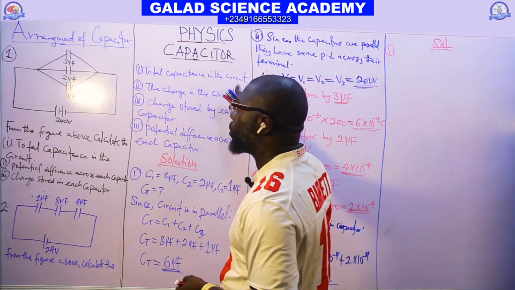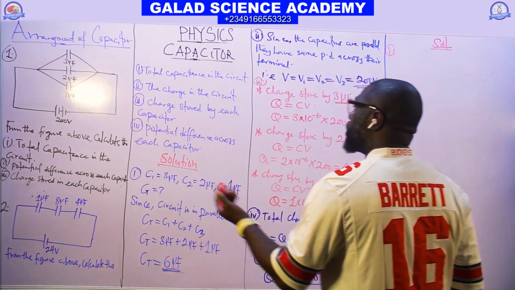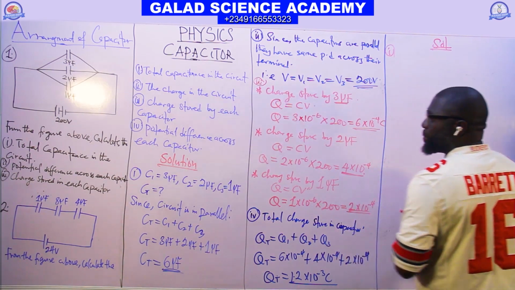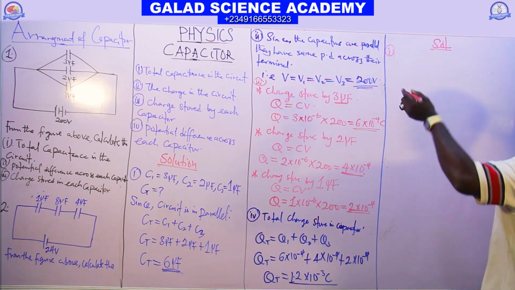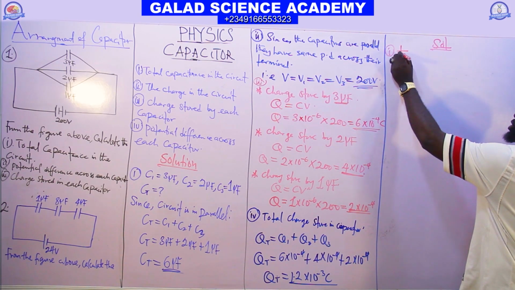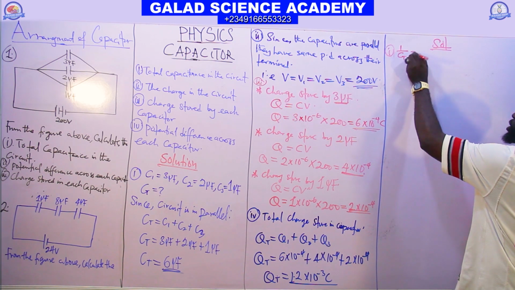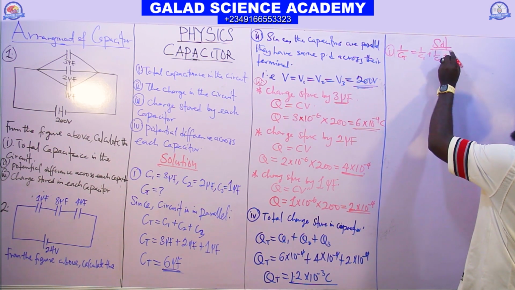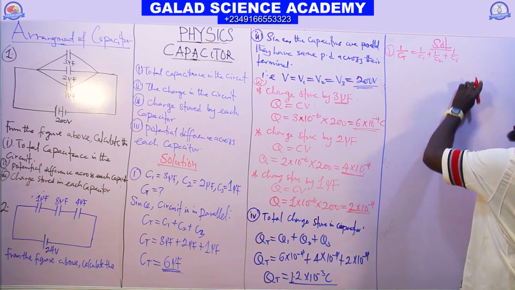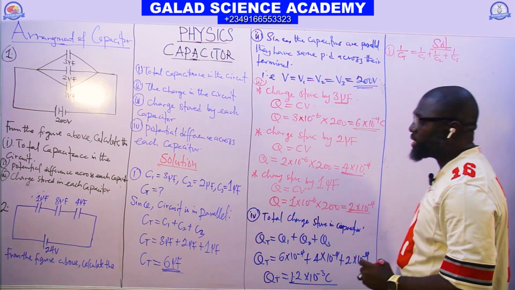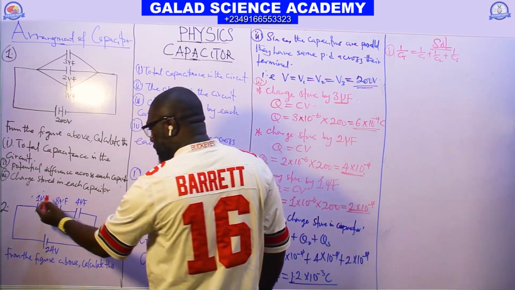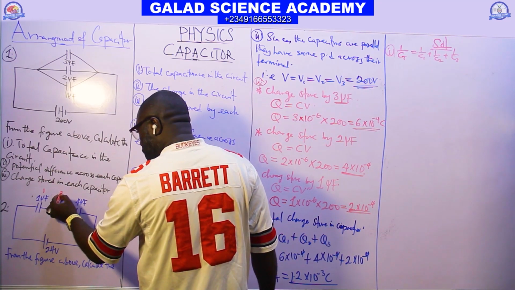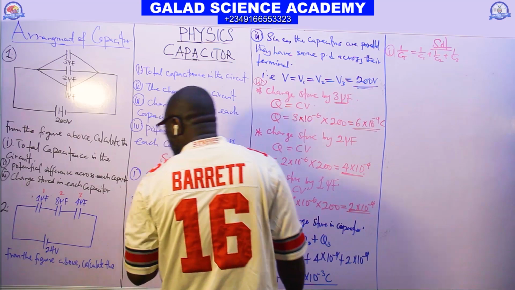Total capacitance in the circuit, which is in series. The total capacitance is: 1 over C total equals 1 over C1 plus 1 over C2 plus 1 over C3. Good. What is our first capacitor? This is C1, this is C2, and this is C3.